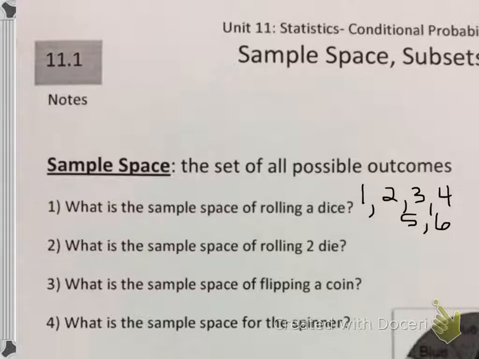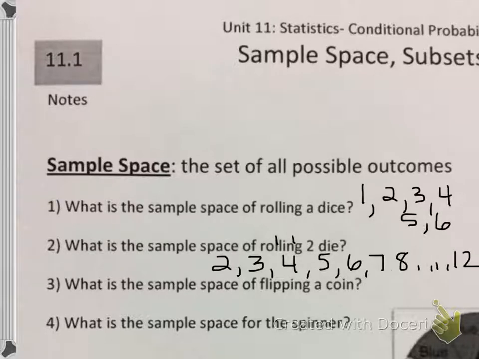Number 2 says, what is the sample space of rolling 2 dice? Well, if I were rolling 2 dice, I would at a minimum have rolled a 1 and a 1, which would add to a 2. So I know I can add to 2, I could add to 3, I could add to 4, I could add to 5, I could add to 6, 7, 8, all the way up to the number 12, because 6 and 6 would make a 12. So my sample space would be the set of those numbers between 2 and 12.